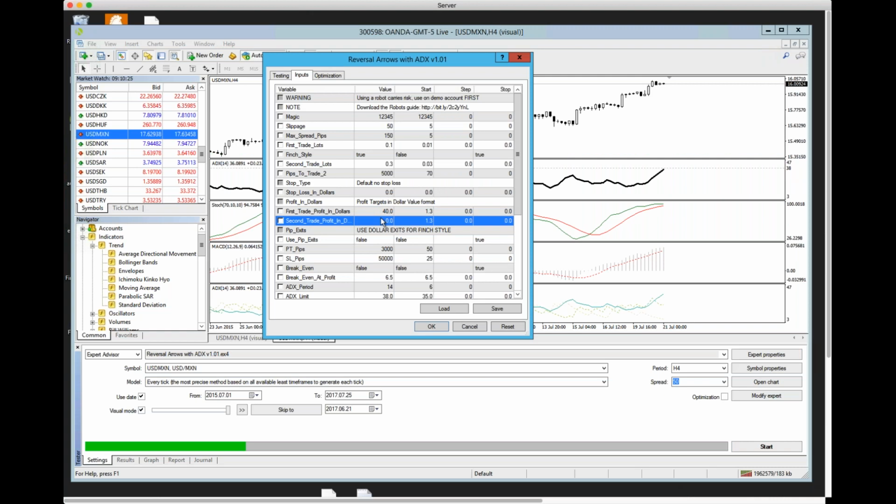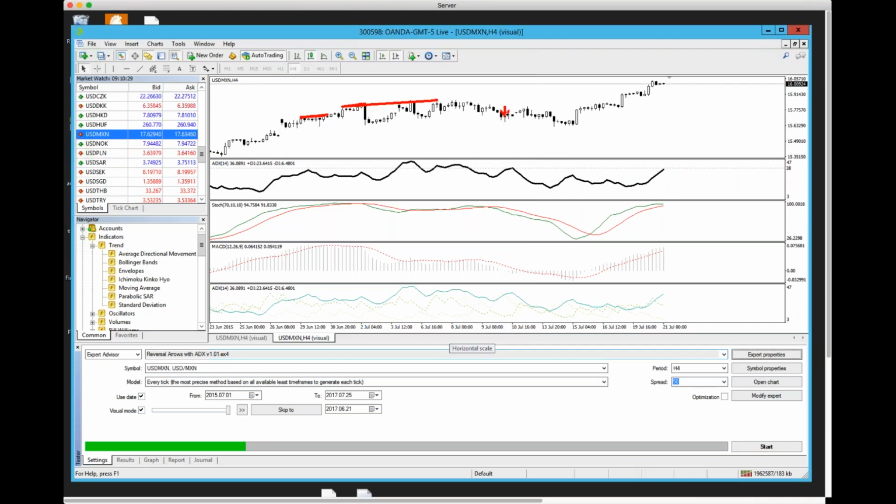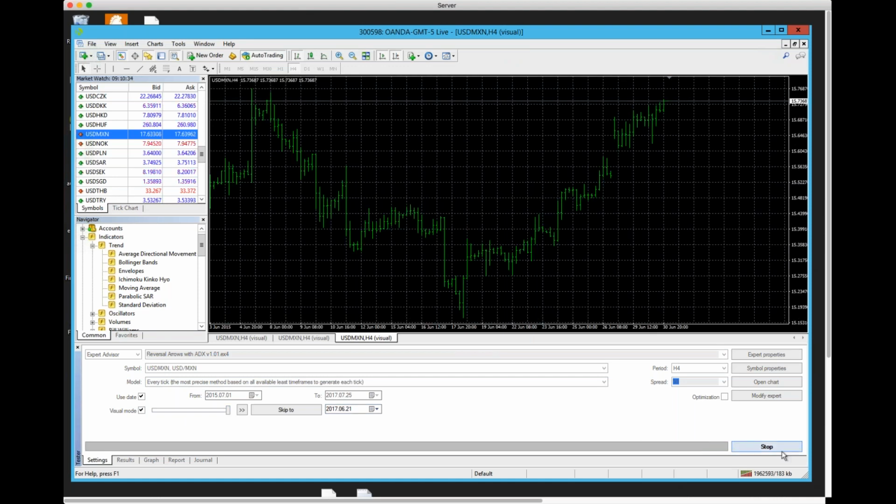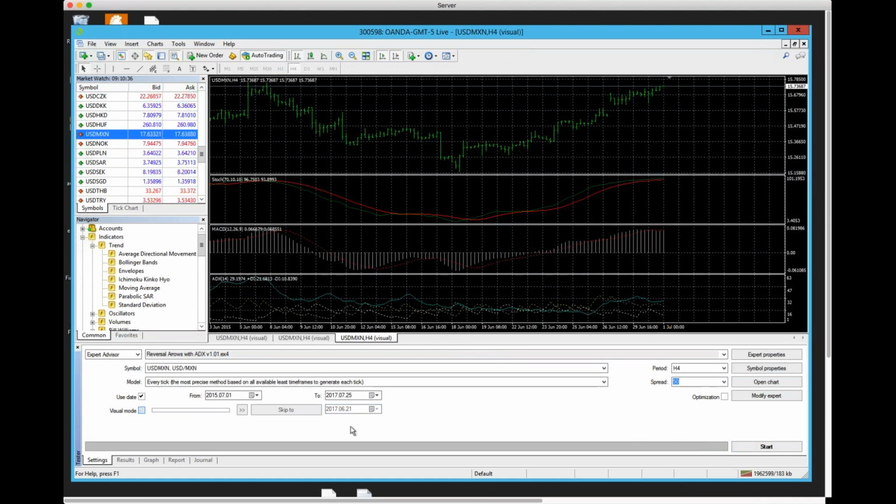So I'm going to take the first trade profit back to $40. The second trade profit is 0. And now I want to restart the back testing. I don't want to use visual mode, so I apologize. I need to stop that. And now we want to start. Now we're not in visual mode anymore.